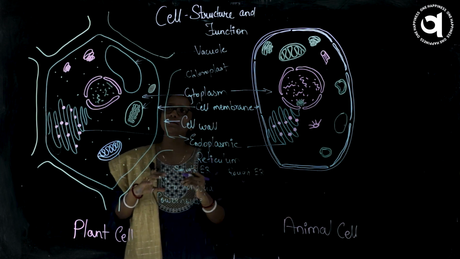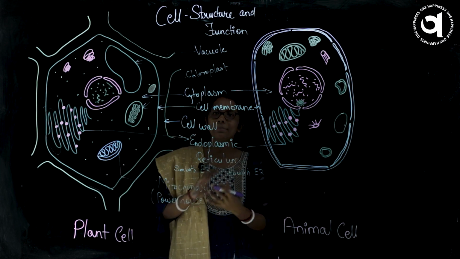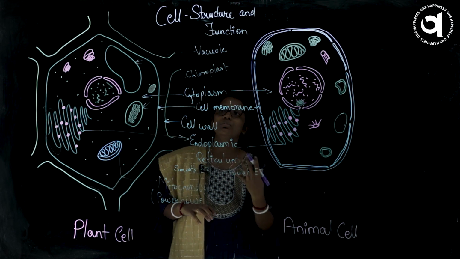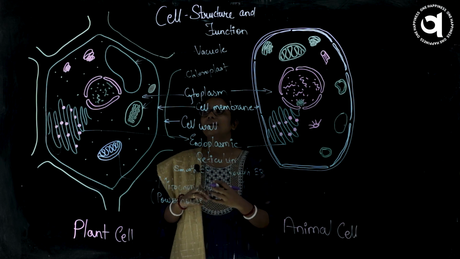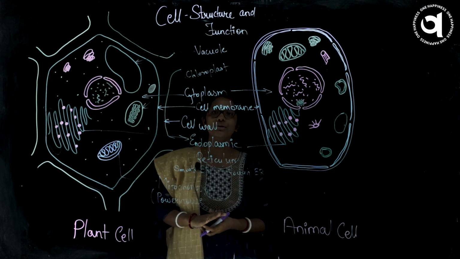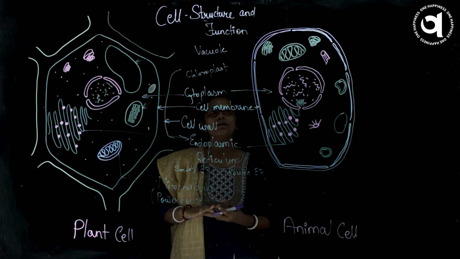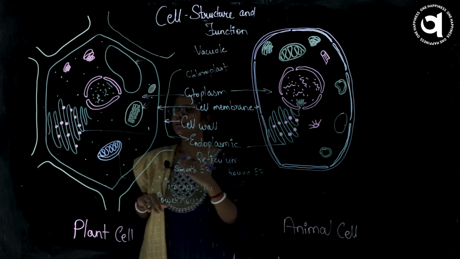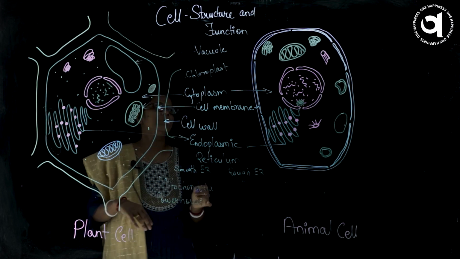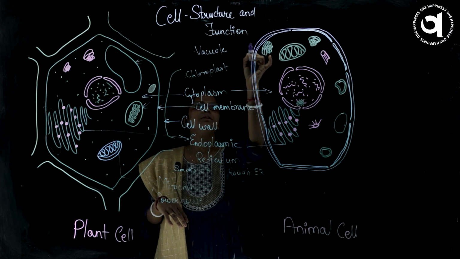Okay, now what is the function of this vacuole? Now in plant, excess of water, excess of food, and sometimes the waste in the cell will be collected here in the vacuole. So the main function of the vacuole is storage. Now let's go with another part, that is the Golgi apparatus or Golgi bodies. It is present in both the cells.